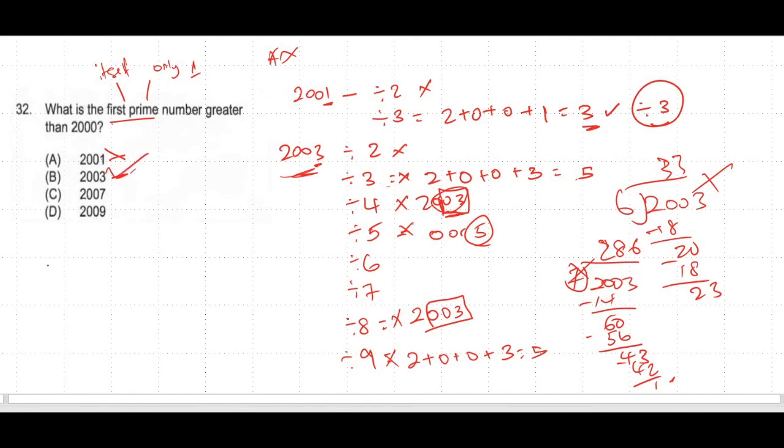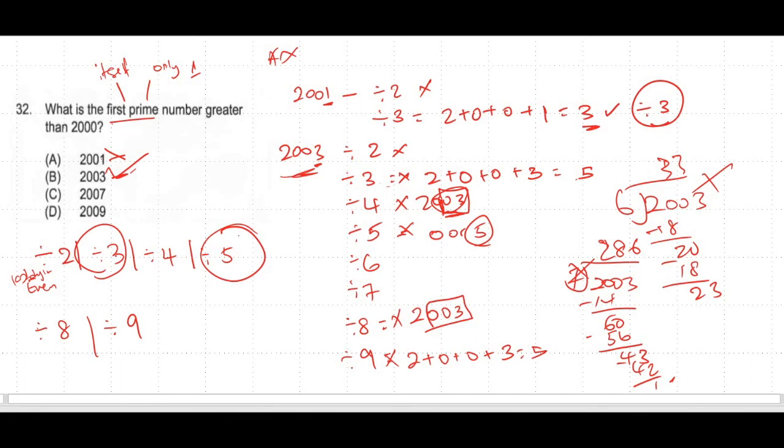If you can remember easily whether it can be divided by 2, 3, 4, 5, okay, 6 and 7 no choice, 8, 9, you can very easily identify a number. Remember, divided by 2 is the last digit must be even. Divided by 3 and 9 is all the numbers added out, it must be able to be divided by 3 or 9.